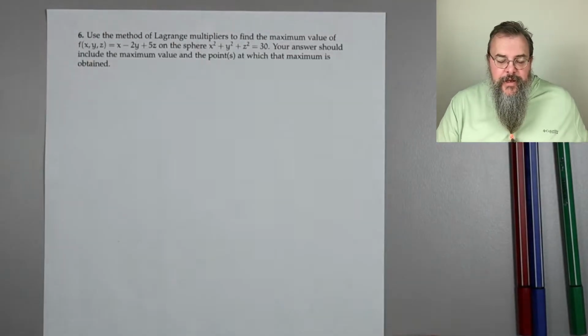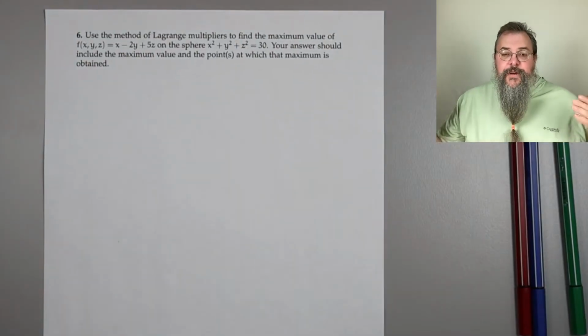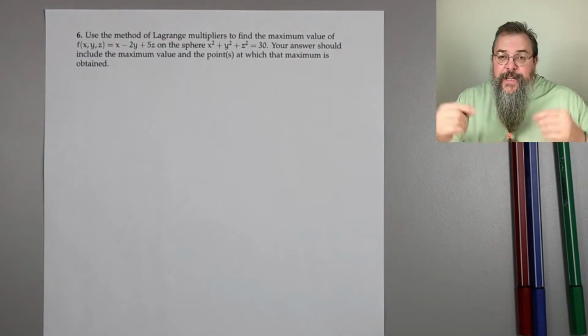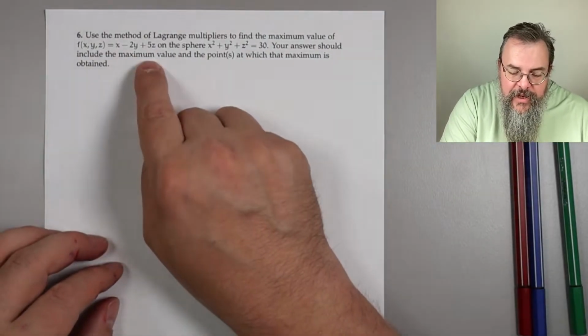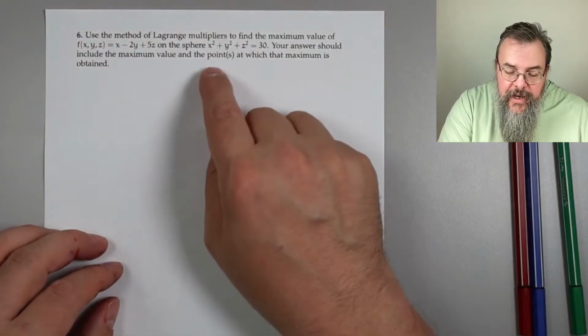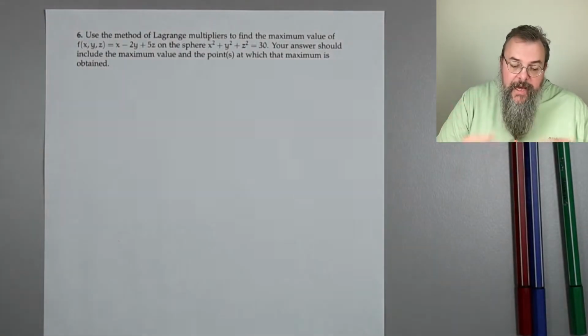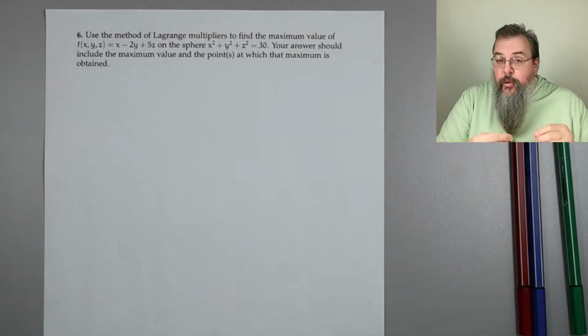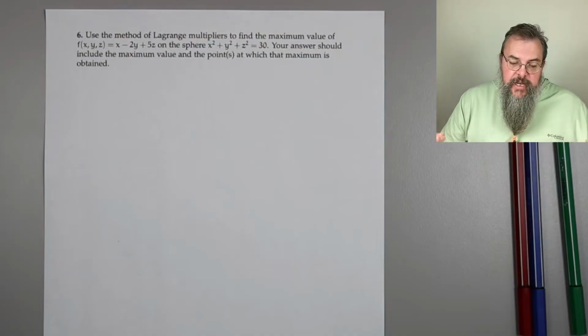But that's not our last problem. This is our last problem. Use the method of Lagrange multipliers to find the maximum value of x minus 2y plus 5z on the sphere x squared plus y squared plus z squared equals 30. Your answer should include the maximum value and the point or points at which that maximum value is obtained.